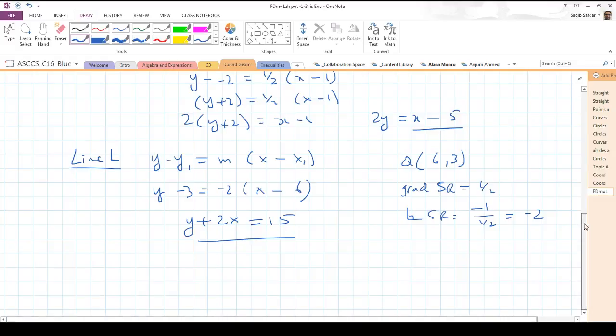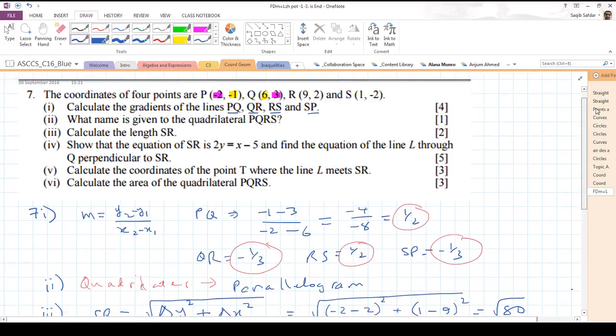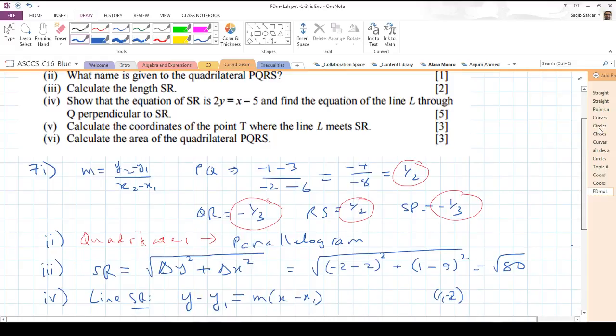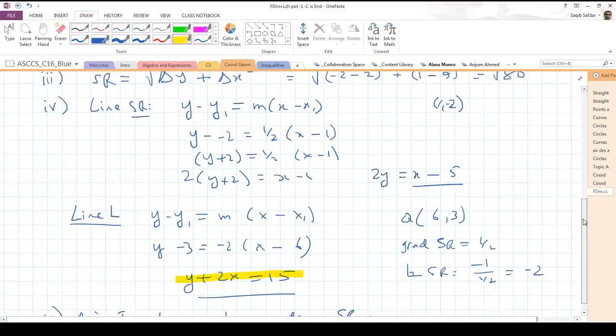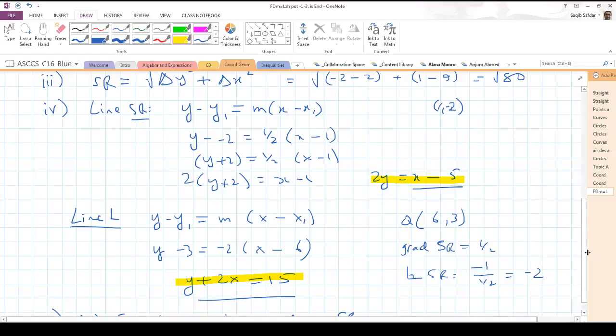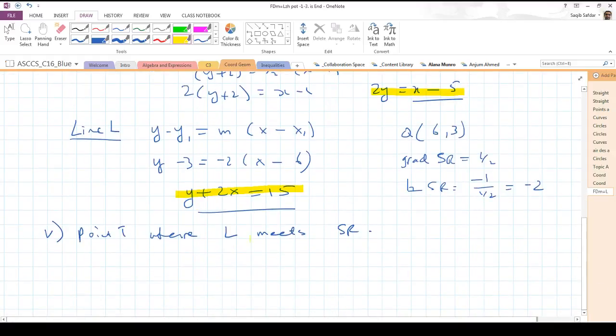Alright, okay, so there you've got line L. And then it says, part 5, calculate the coordinate of the point T where line L meets SR. Okay, so now let me just put that in, label the question. We want to find the point T where L meets SR, correct? Line L is this equation here, and the line SR is this equation here. Correct? And we're saying we want to find the point where they meet, and the point where they meet is called point T. That's what the question's asking.